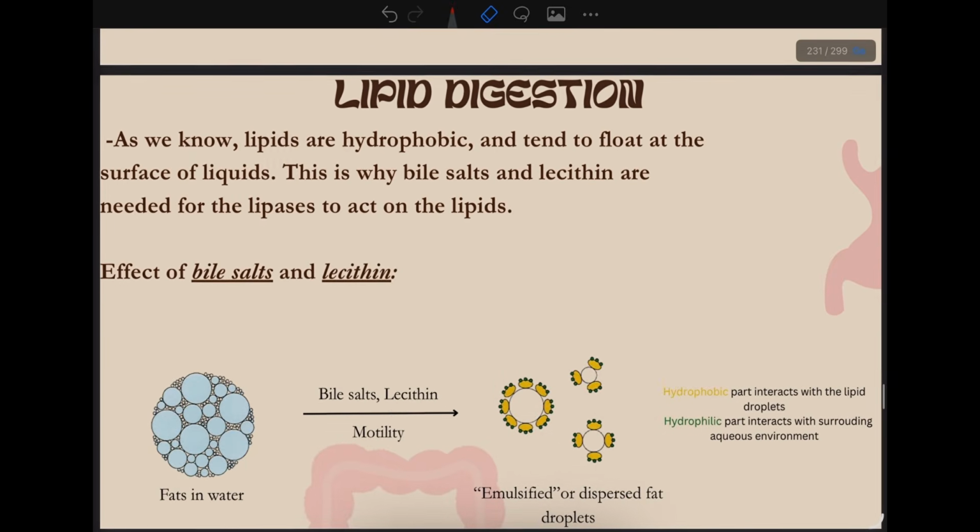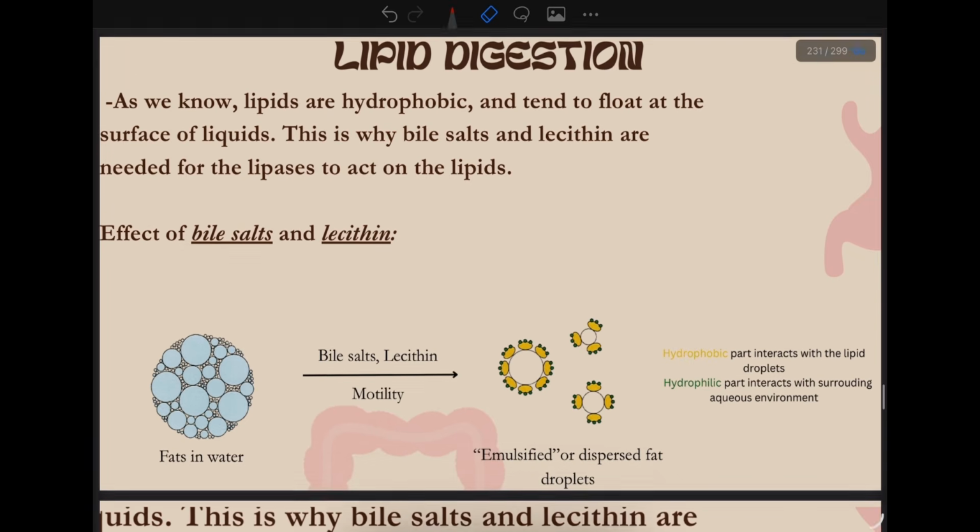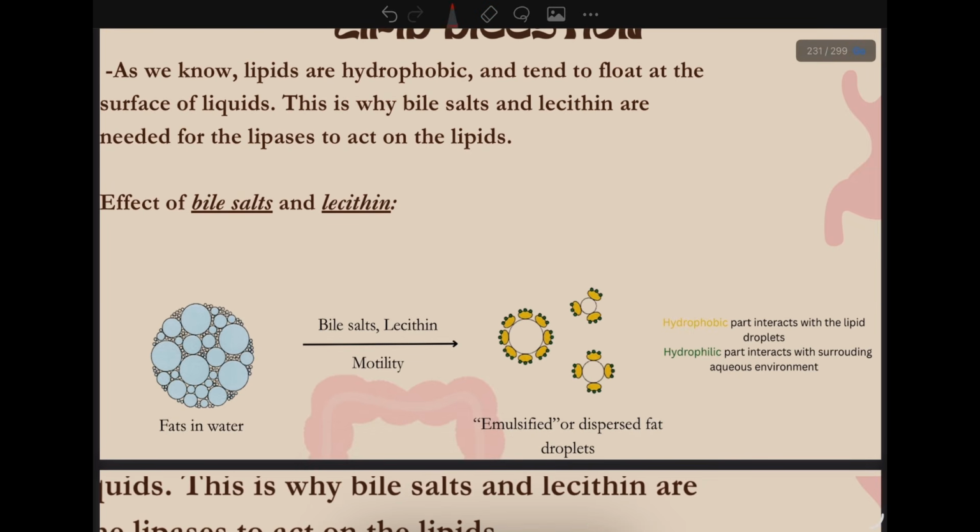We will be starting with lipid digestion, okay? It's not a part of the lecture, but I just want to refresh your memory about how lipid is digested and the role of bile. We have these big fat globules, and by emulsification with bile salts and lecithin, which are components of bile, they become these emulsified small droplets, okay?